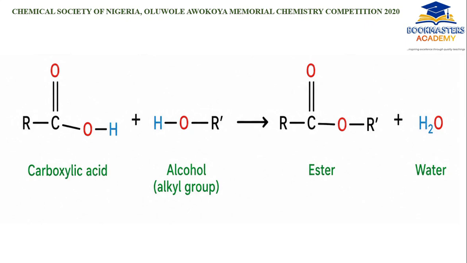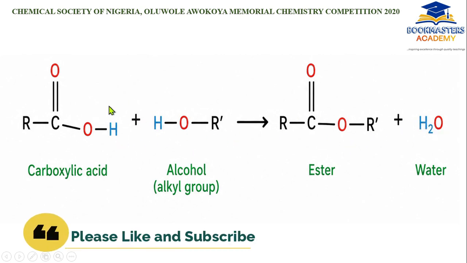What actually happens when you react a carboxylic acid, or a member of the family of carboxylic acids, with a member of the family of the alkanols with functional group OH? The former has a functional group of COOH. When you react these two, you form ester and water.